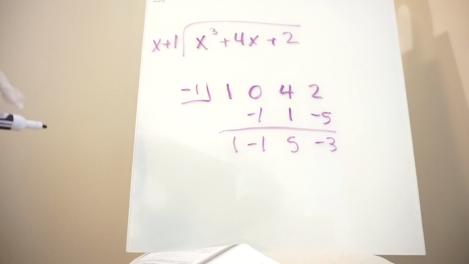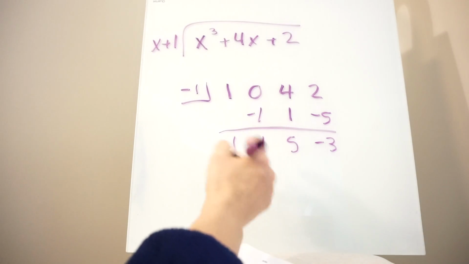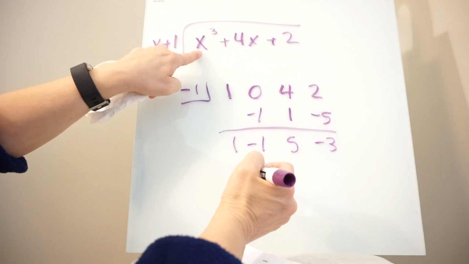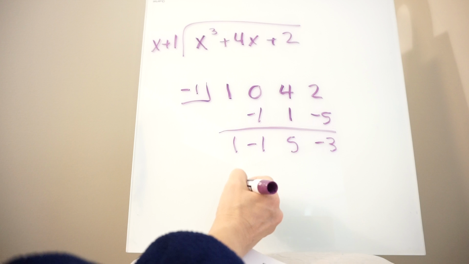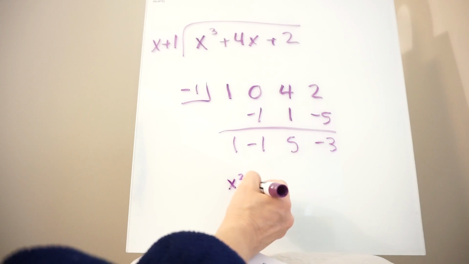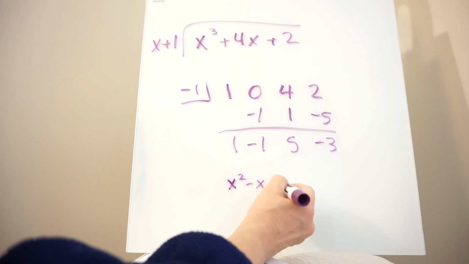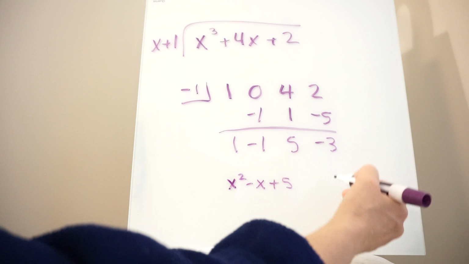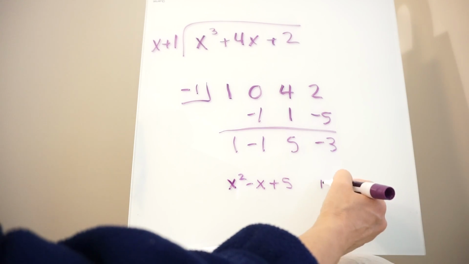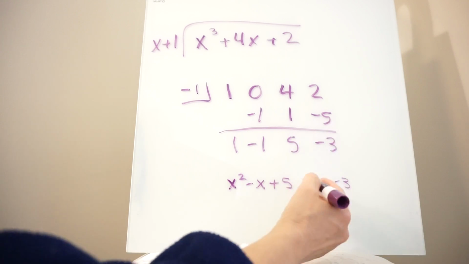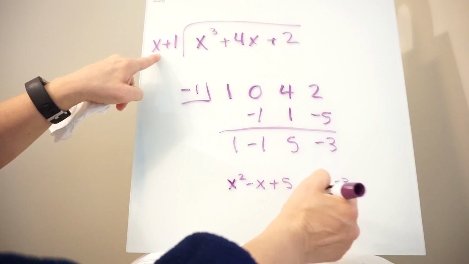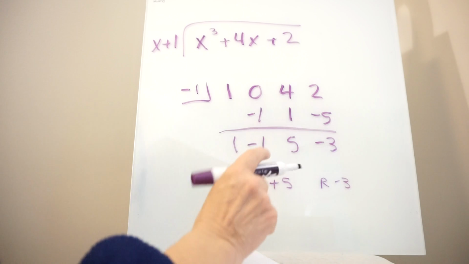So we know that our answer, using the synthetic division, since this was x cubed, our first term is going to be x squared. So our answer would be x squared minus x plus 5 with a remainder of -3. Normally we would write that the remainder is -3 by writing minus 3 over x plus 1. We're going to leave it like this for now.